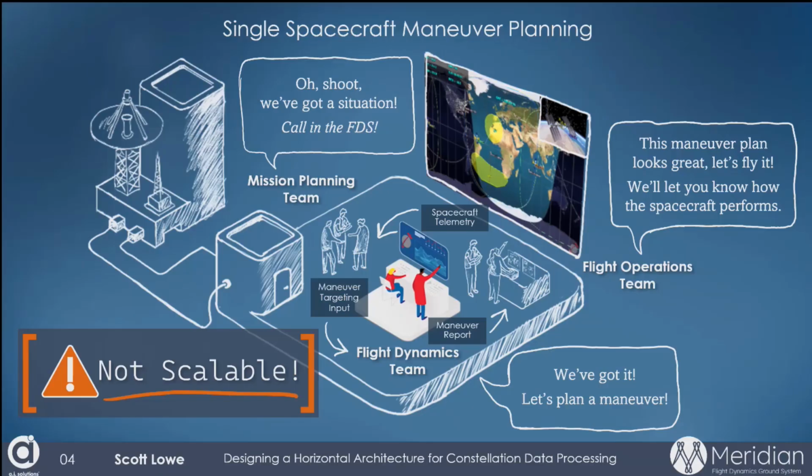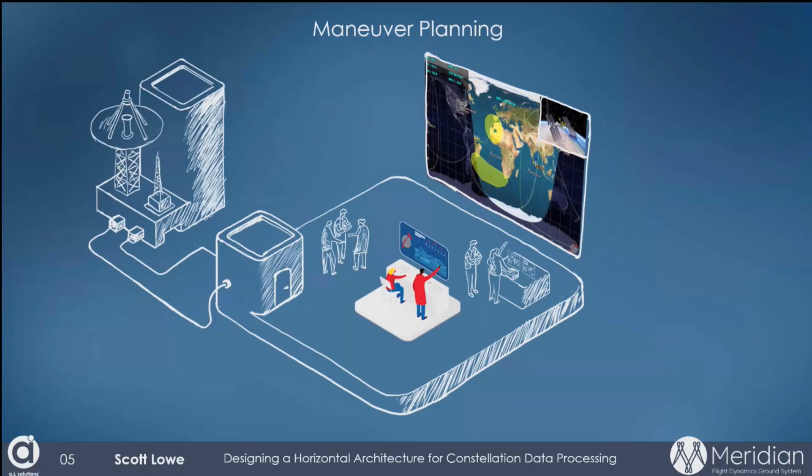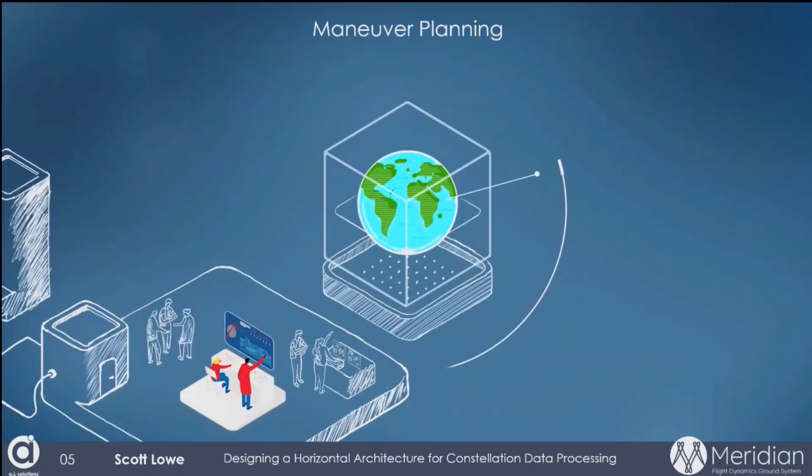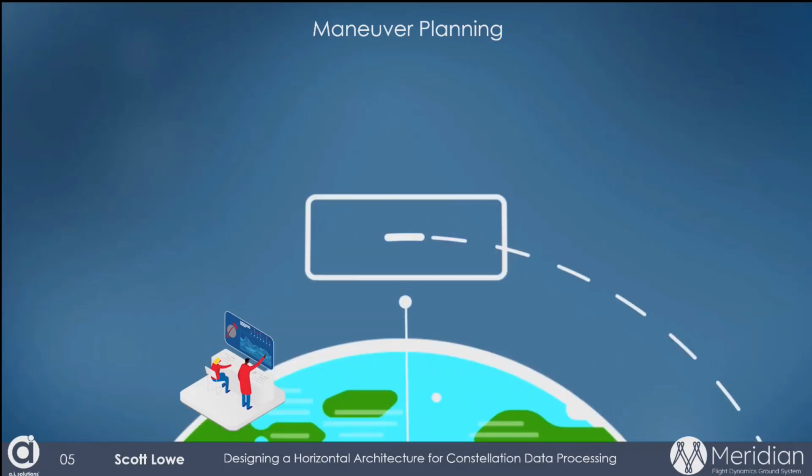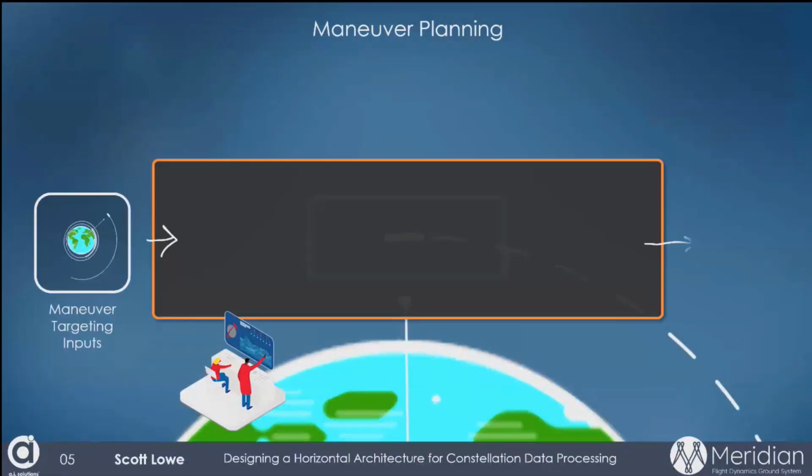So to take a look at what we do to solve this problem, which is a combination of automations and flight dynamics, let's take a look at the details of how we would do a typical maneuver planning session. If you want to do a deep dive into maneuver planning, I believe we have a few talks on that. But at a high level, what we're doing is we're taking in those maneuver targeting inputs and we're generating that maneuver report output. Remember, that's what we generate to hand to the flight operations team to actually fly our spacecraft.